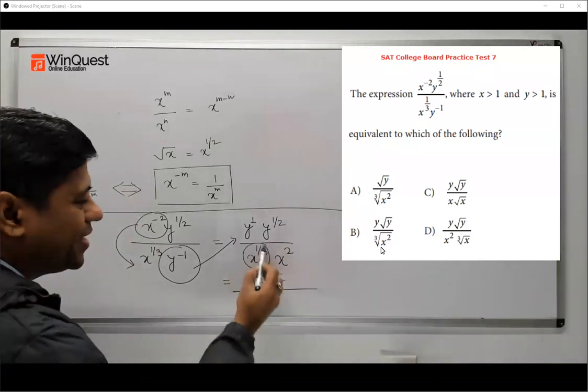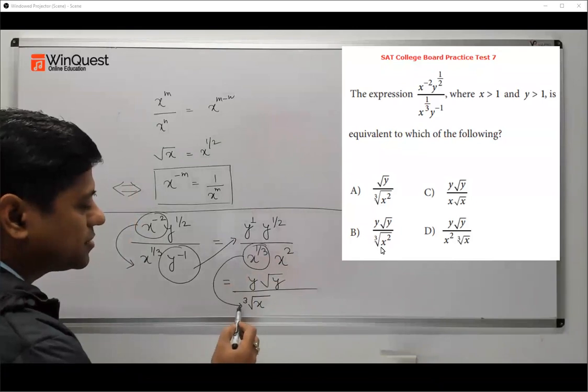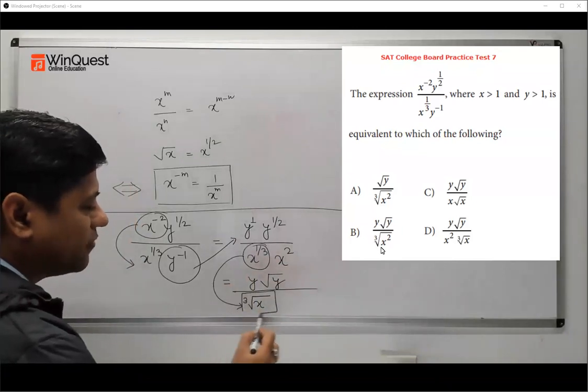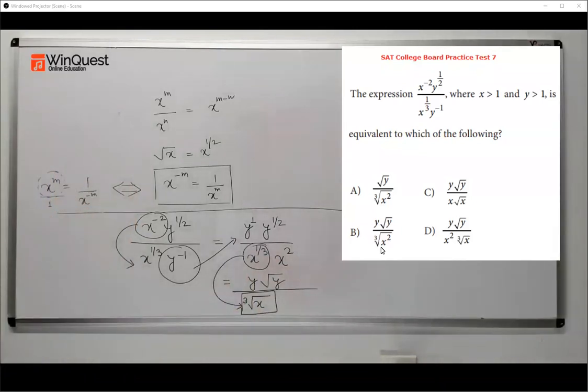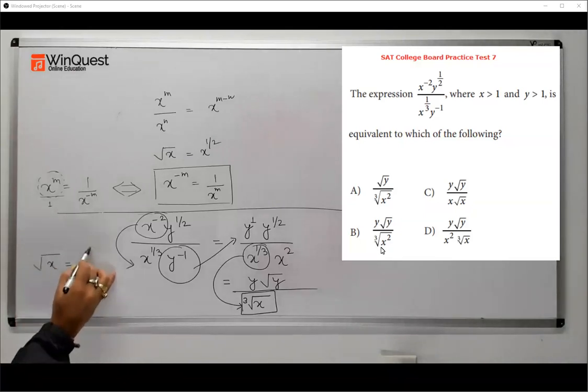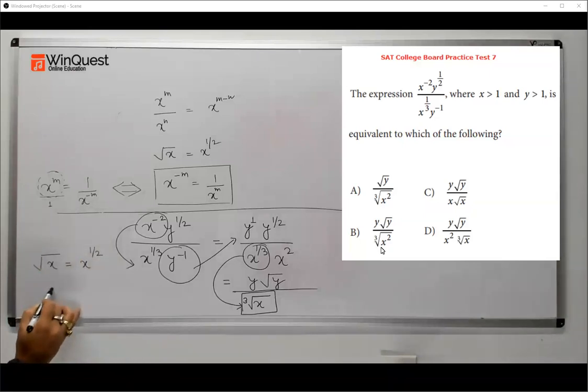X to the power 1 by 3 is actually this. Are we okay with this or no? Anybody needs explanation? Yes and no, please. Okay, let me explain. If this is a root x, you said this is x to the power half. And I said that if there is any number over here, let's say cube root, then it is x to the power 1 by 3, right?